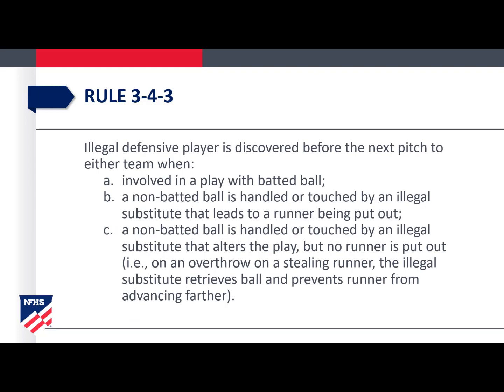An illegal defensive player is discovered before the next pitch to either team when, in A, they're involved in a play with a batted ball. In B, a non-batted ball is handled or touched by an illegal substitute that leads to a runner being put out. And in C, a non-batted ball is handled or touched by an illegal substitute that alters the play, but no runner is put out. An example would be an overthrow on a stealing runner. The illegal substitute retrieves the ball and prevents the runner from advancing farther.